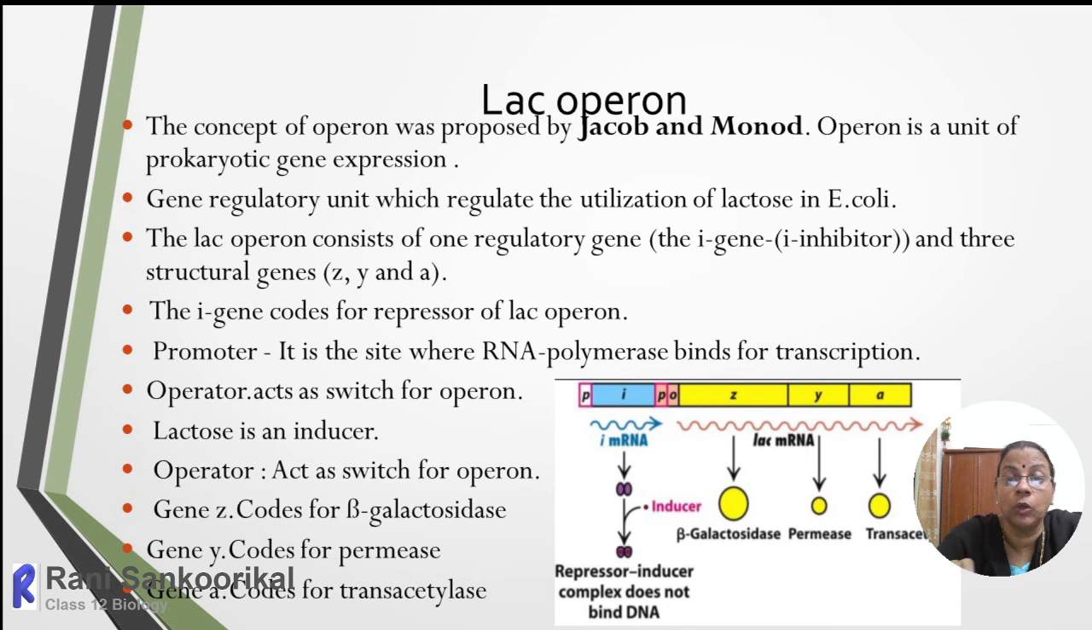Then the promoter or P site. P stands for the promoter. It is the site where RNA polymerase binds and the initiation of transcription can take place. And the operator is the region next to the promoter, which acts as a switch. When the repressor binds, the switch will be made off. In the absence of repressor, the switch will be made on in the case of the lac operon.